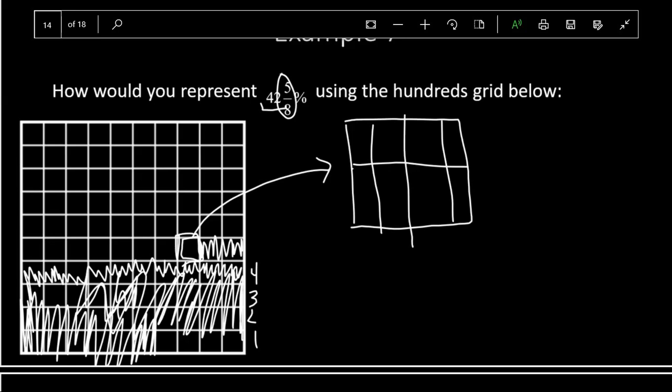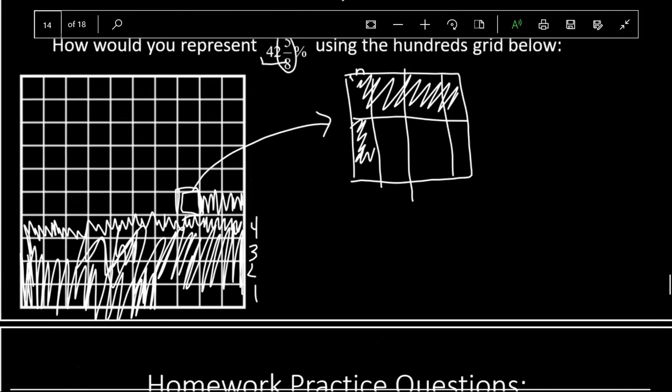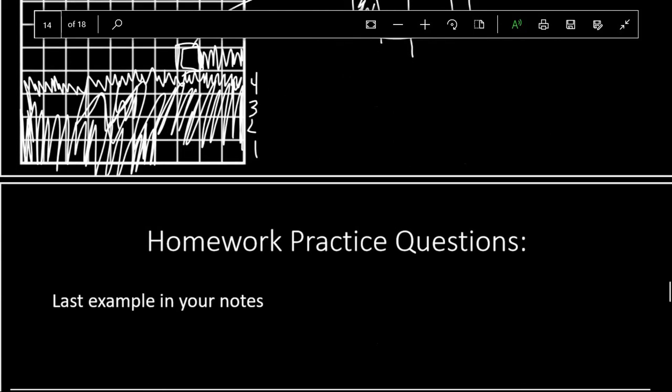They should generally be equal. Those aren't really equal, but that's okay. So now we just need to shade in 5 of them. So there's 4. We'll shade in this last one, and that's 5. Oops. Okay, so that's 42 5/8%.